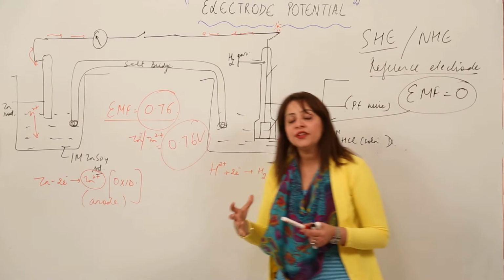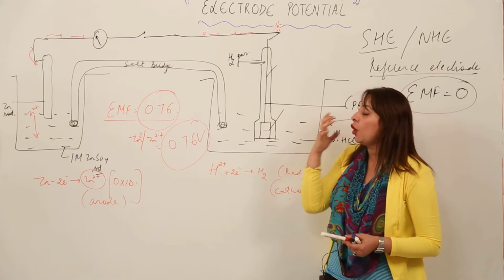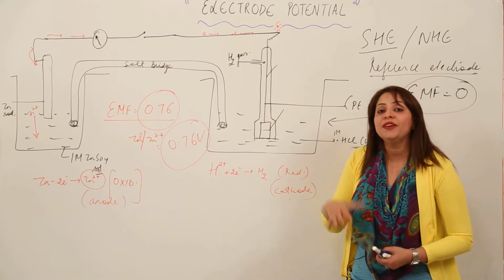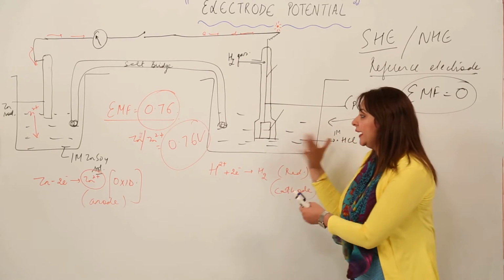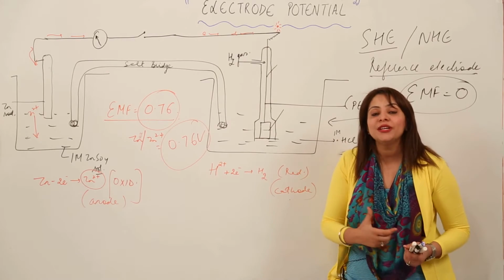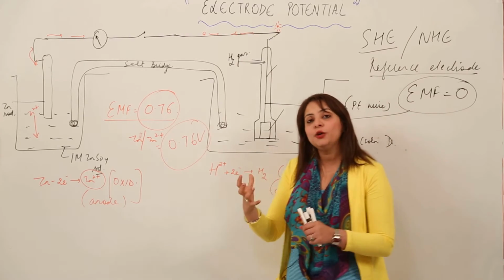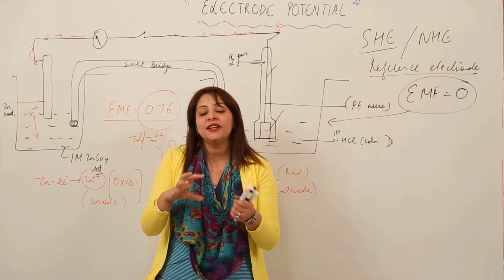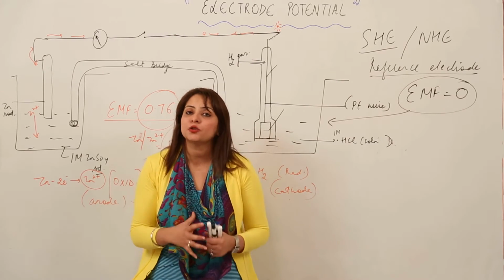Similarly, if we attach the copper electrode with this SHE, with respect to the copper, the SHE will get oxidized and the copper is going to get reduced. So similarly we will get a value and we have to prefix a sign accordingly, looking at whether oxidation is taking place or reduction is taking place.